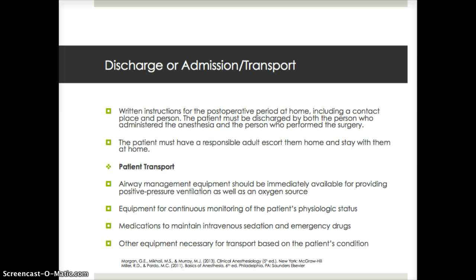During transport, airway management equipment including a face mask and an ambu bag or a Jackson-Rees circuit should be immediately available for providing positive pressure ventilation. Equipment for continuous monitoring of the patient's physiologic status, as well as medications to maintain intravenous regimen and emergency drugs must be available. Depending on the patient's condition, additional equipment may be necessary for transport.